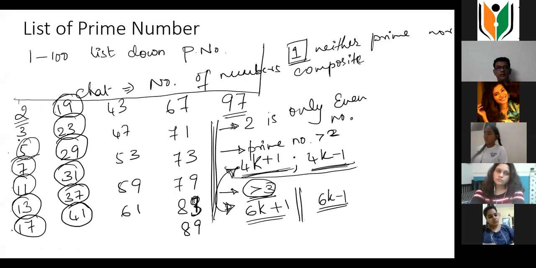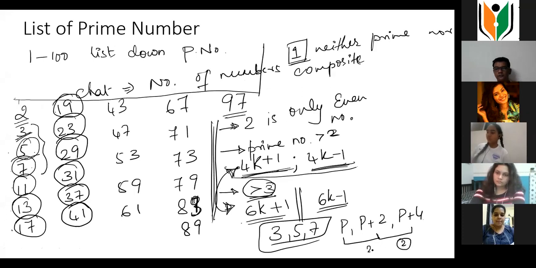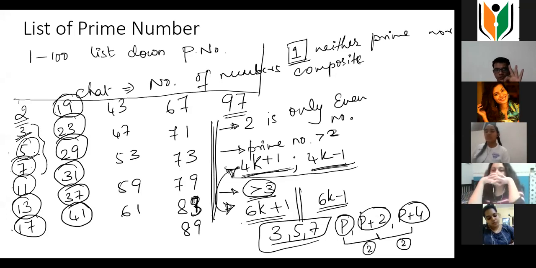If P is 3, what is P plus 2? 5. And what is P plus 4? 7. Is it possible? Yeah. So 3, 5, and 7 is possible. So that is one set of values. So if you look at this part, do you realize that each set here differs by 2? Each value in this case differs by 2. So you are in search of 3 values where the difference between each of them is 2.